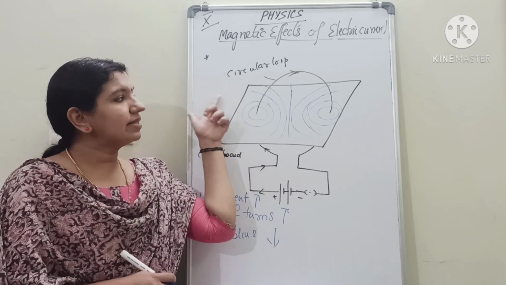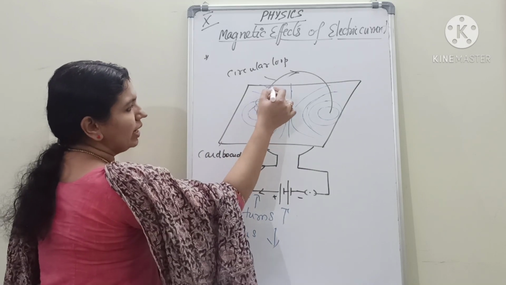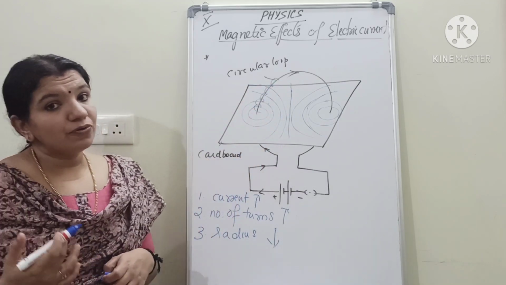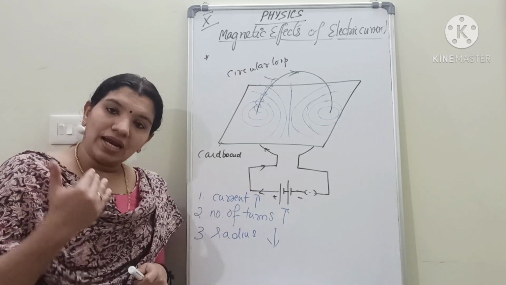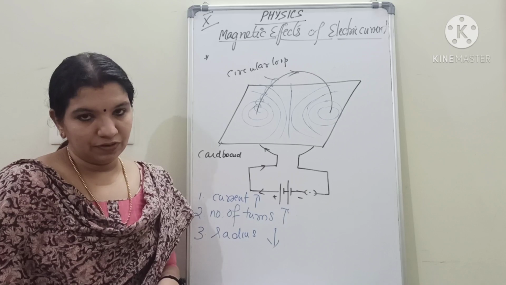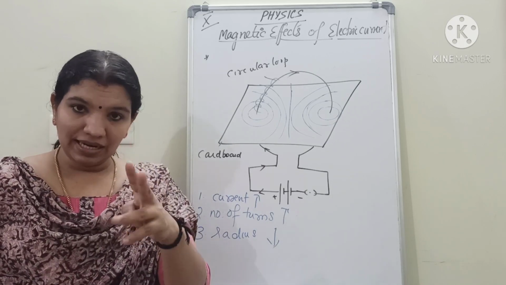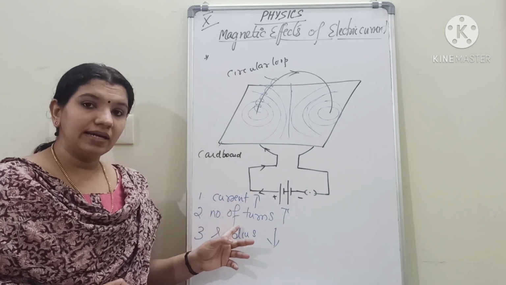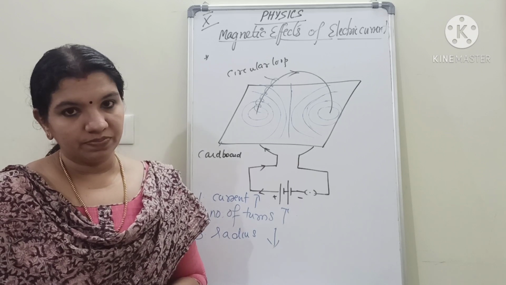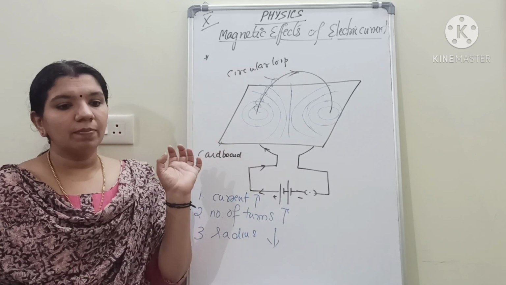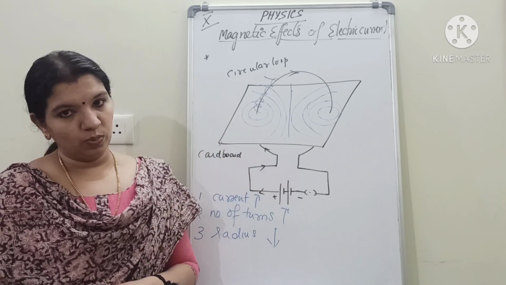Again, if I am increasing the number of turns over this coil, what will happen? As the number of turns is increased, more amount of current can pass through it. As a result, the strength of magnetic field is increased. So, how can you increase the strength of magnetic field? You can use three cases. First one is increasing the current, increasing the number of turns, and decreasing the radius of the coil. Clear? So this is all about the magnetic field due to a circular current carrying loop.